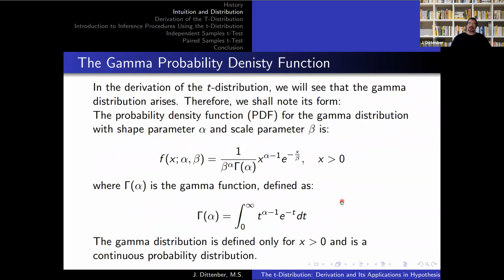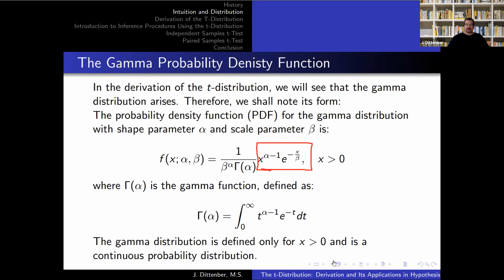Then we also have the gamma probability density function. One thing I want to note here is the kernel of the gamma distribution. So if you're looking here, we will use this also in our derivation. Pay attention closely to this. And again, this is also valid for only positive values of x. Okay, so we're going to use these two pieces of information.